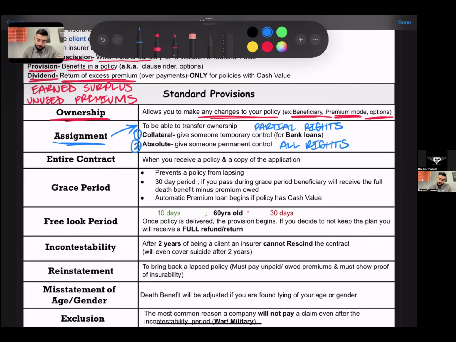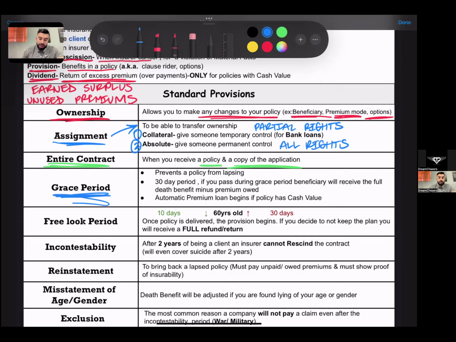So, entire contract. An entire contract in insurance is made up of two parts: one, the policy, and two, a copy of the application. That is what makes up the entire contract: the policy and a copy of the application that is basically stapled to the back of the policy, which is considered the entire contract. Next is the grace period.